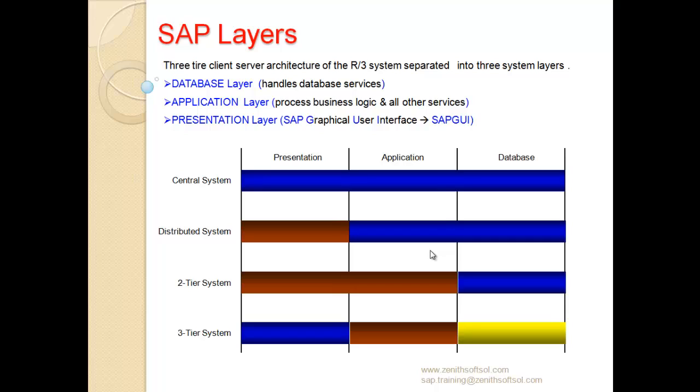Now, if presentation and application are on one system and the database is on another system, then we call it a two-tier system. This also nobody is using. Lastly, the three-tier system. If presentation is on one system, application on another system and database on another system, then we call it a three-tier system. This is the architecture that each and every company is using.